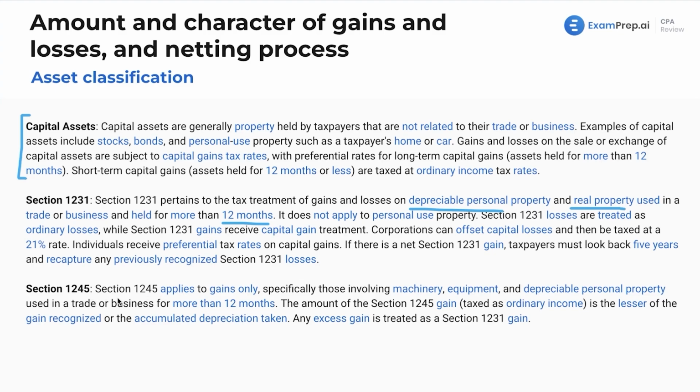Next up, Section 1245. This applies to gains only. So if you see a loss in a transaction, it can't be a 1245. Again, these are all the criteria you need to memorize, specifically those involving machinery, equipment, and depreciable personal property used in a trade or business for more than 12 months. The amount of the Section 1245 gain, taxed as ordinary income, is going to be the lesser of the gain recognized or the accumulated depreciation taken. Any excess gain is treated as a Section 1231 gain. So just lots of rules. Think about it like a logic tree. All of these criteria are going to help you identify what sort of asset we should classify it as.